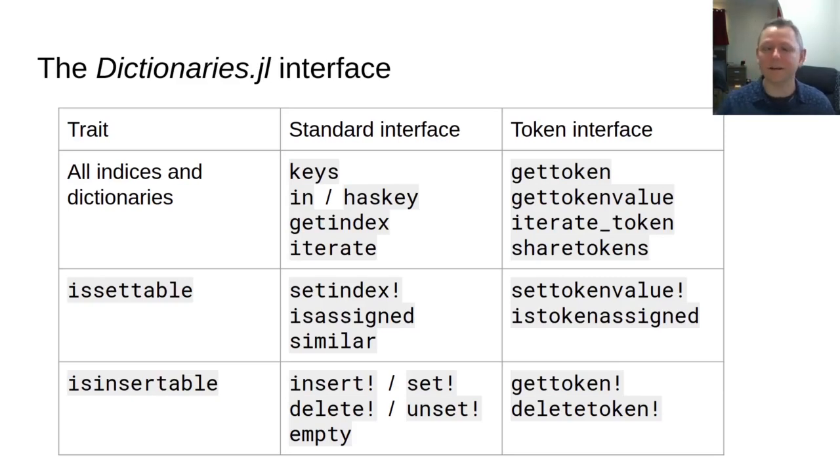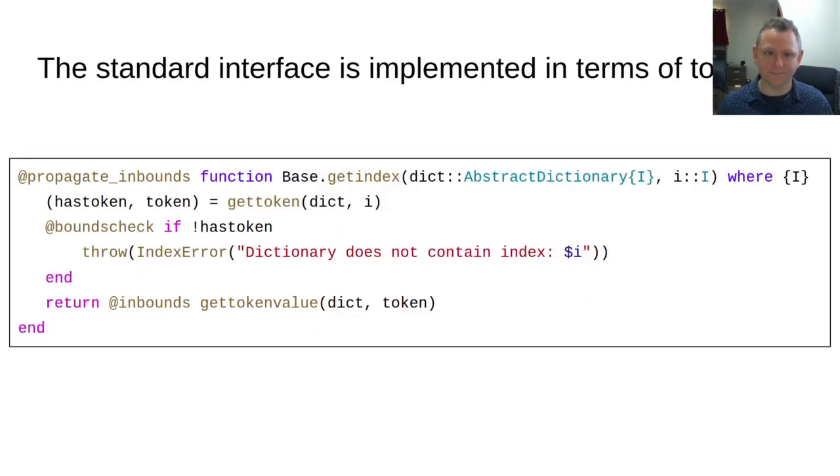But if you wanted to create your own dictionary, all you'd have to do is implement the functions on the right. Define these traits as appropriate, and also define keys. You must define keys. If you do that, you get all the fast mapping and filtering and everything that you have in Dictionaries.jl.